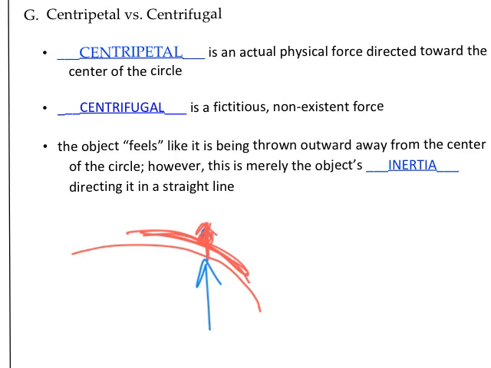Remember that centrifugal is fictitious. It's only a feeling, and the reason for it is because of your inertia. Centripetal, on the other hand, is an actual physical force that is directed toward the center of the circle. So in our car example, that would be the actual door of the car that holds you in and keeps you from flying outwards. So again, on your test, you'll need to know the difference between the two, which one is the real actual force and which one is merely a feeling, and then you'll need to know what causes that sensation of being thrown outward. And the answer for that is your inertia.